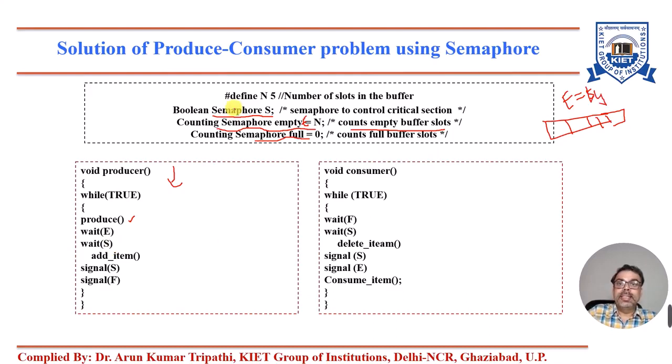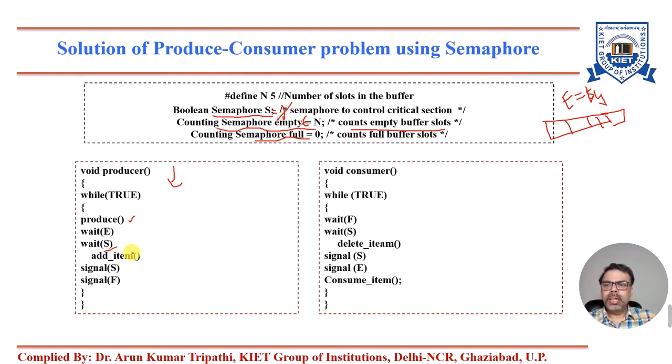Then after wait S, when the producer is going to add an item, the consumer should not consume the item. You should note this point, otherwise there is an absurd, incorrect result. So to restrict the consumer from entering the critical section, we are using a binary semaphore. Initially the binary semaphore has the value 1, and it will decrease to 0. Let us see the example in the next slide.